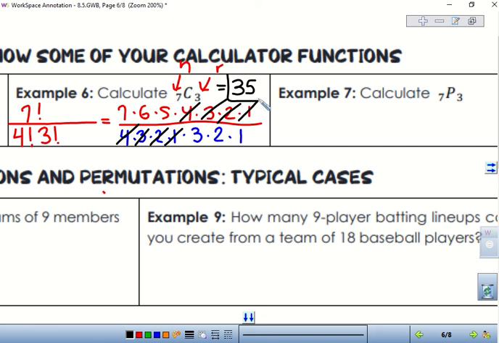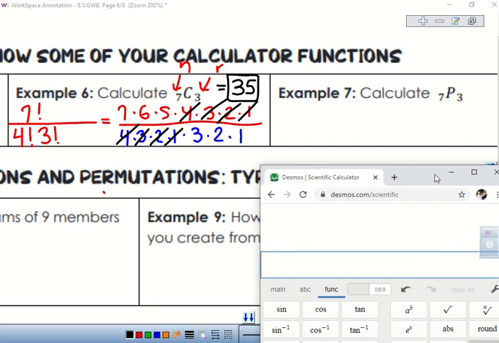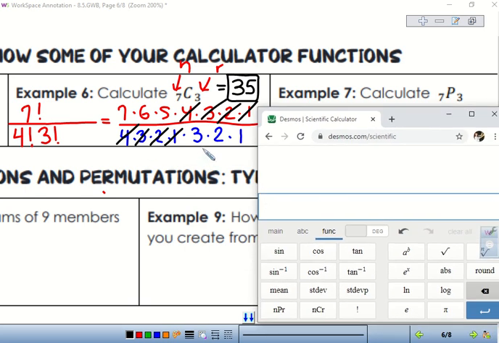So this is how you would do it by hand. You did 7 times 6, but don't you need to multiply that by 5 though? Yeah, 7 times 6 times 5 divided by... Oh, okay. I thought you said 7 times 6 times 5 was 35. No, then divide it by 6, which is the denominator.